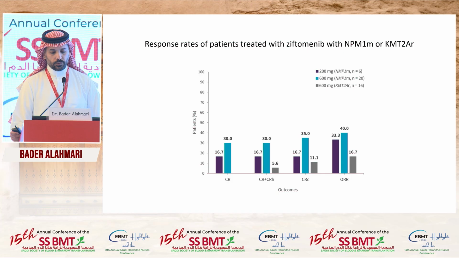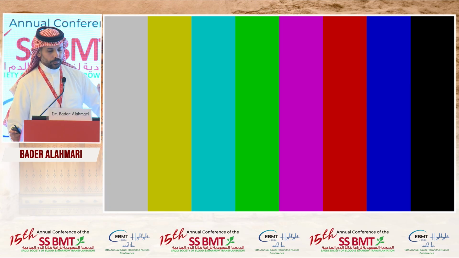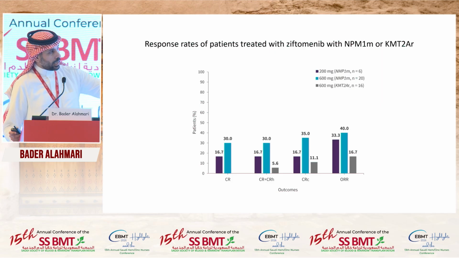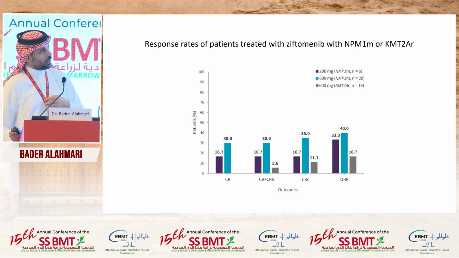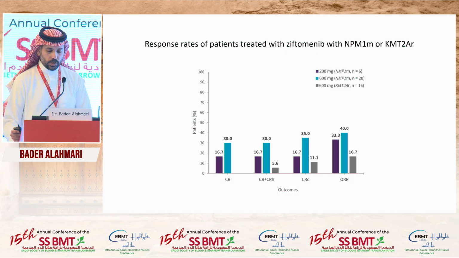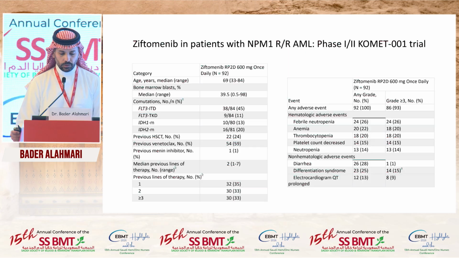What about ziftomenib? Ziftomenib, again, was tested in NPM1 and KMT2 relapsed refractory as a monotherapy. And you can see the initial data showing that ziftomenib might not be as good as what we see with revumenib. And you can see the gray bars. These are the KMT2. So it didn't really work well with KMT2 rearranged leukemia. So it's primarily approved for NPM1 mutated acute myeloid leukemia.